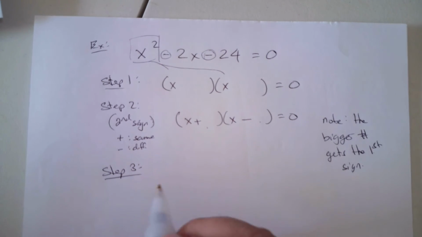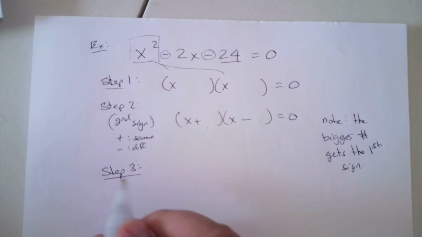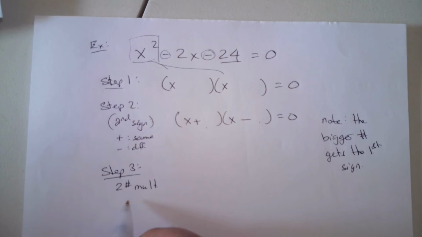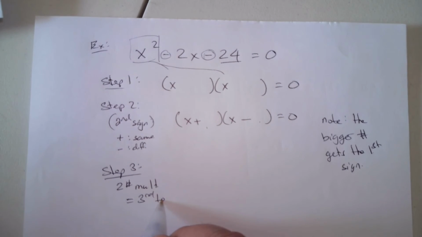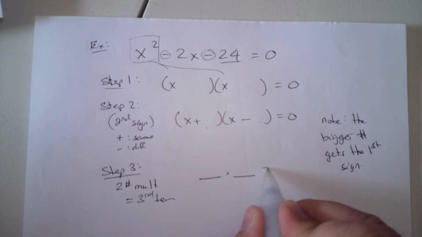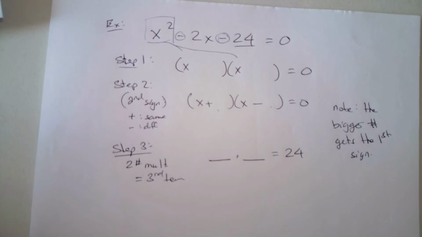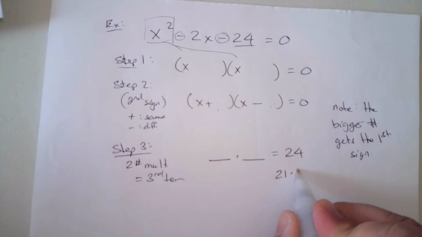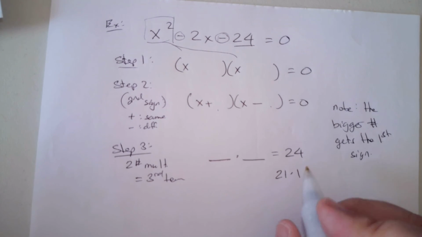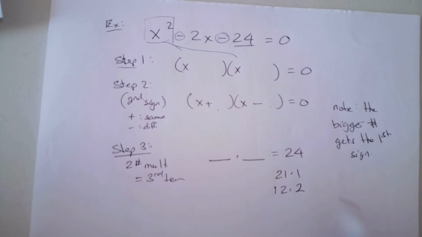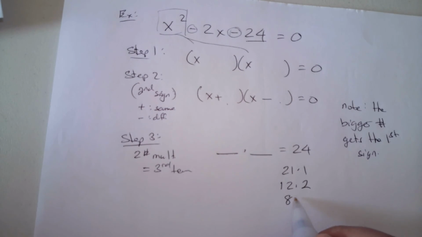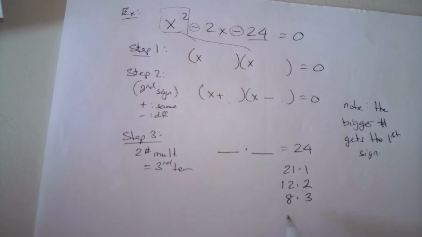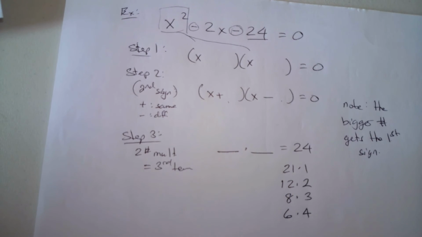Step 3. Two numbers multiplied equal the third term. So what times what equals 24? We have 24 times 1, 12 times 2, 8 times 3, 6 times 4. Okay, so these are possibilities.